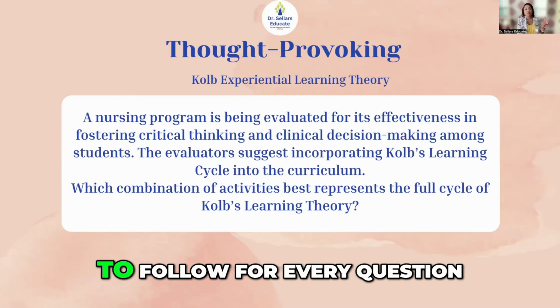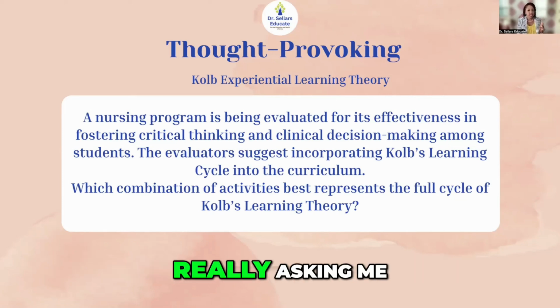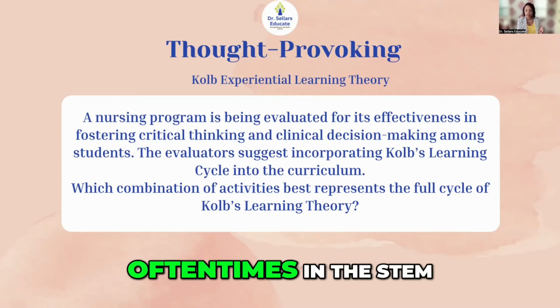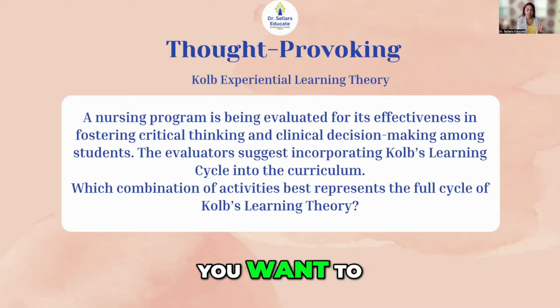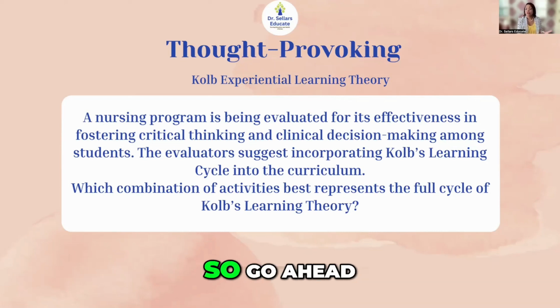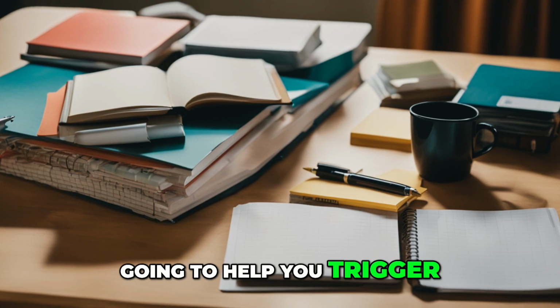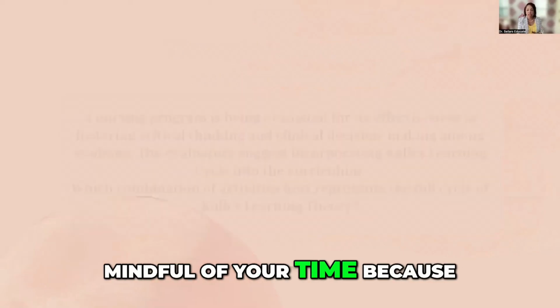So 2 steps you want to follow for every question on the CNE exam. Number 1, what is this question really asking me? Oftentimes in the stem, we may have a distractor. And then second question you want to ask yourself is, what is it that I know for sure? So you should have scratch paper when you go take your exam. I would suggest, just like we did today, draw your pie, divide your pie into 4 sections, and then write whatever notes are going to help you trigger a memory that will allow you to choose the best answer. And of course, you want to be mindful of your time, because you do have 3 hours to take the exam.